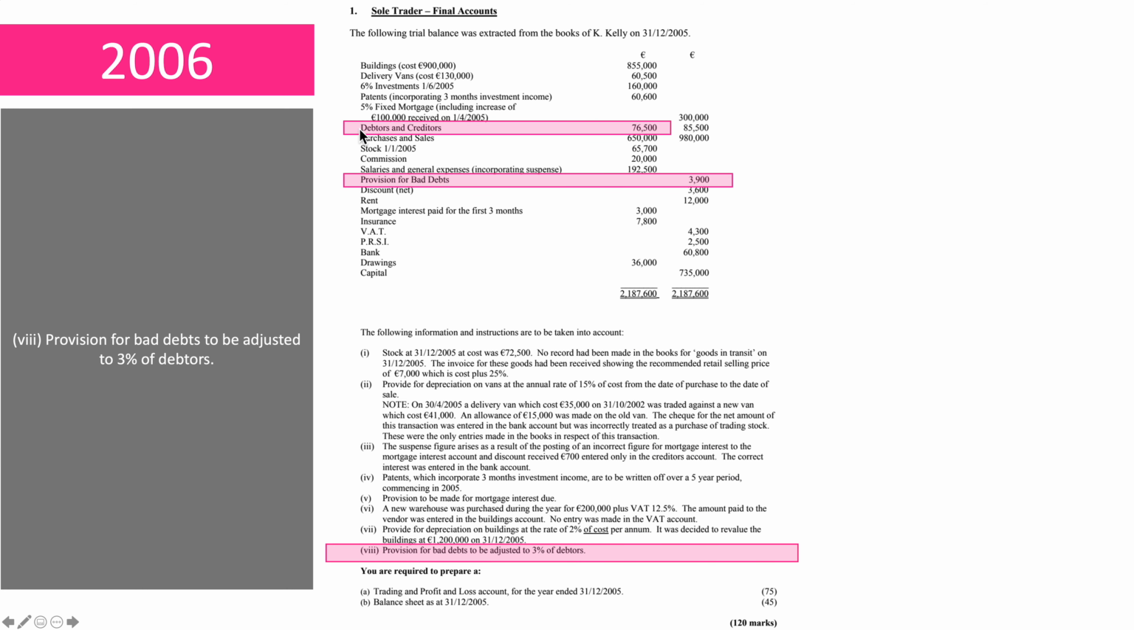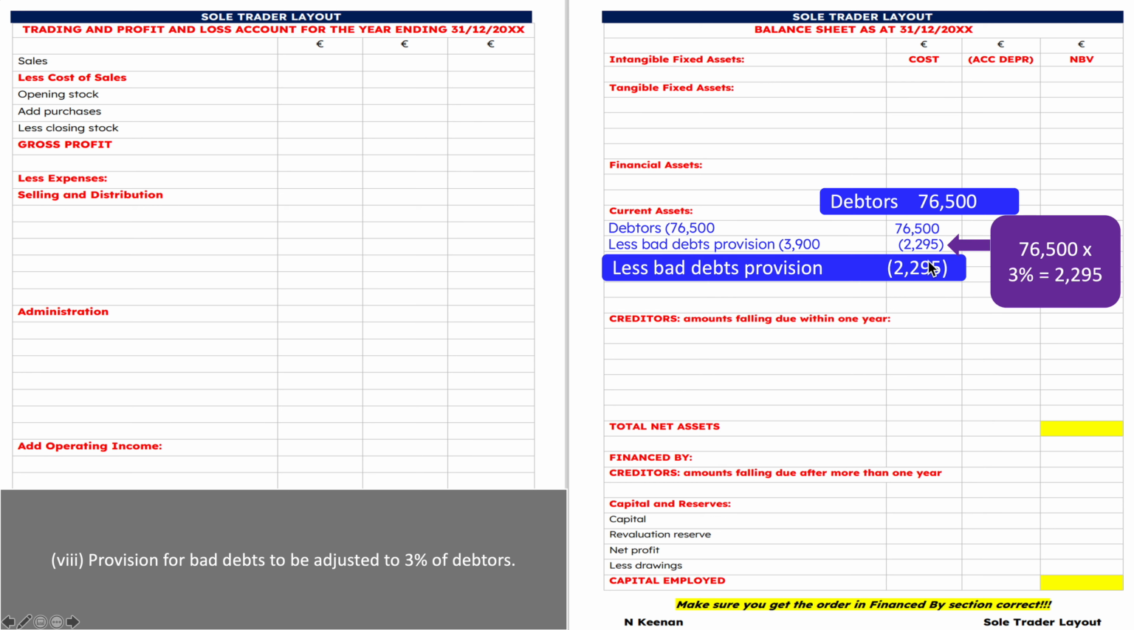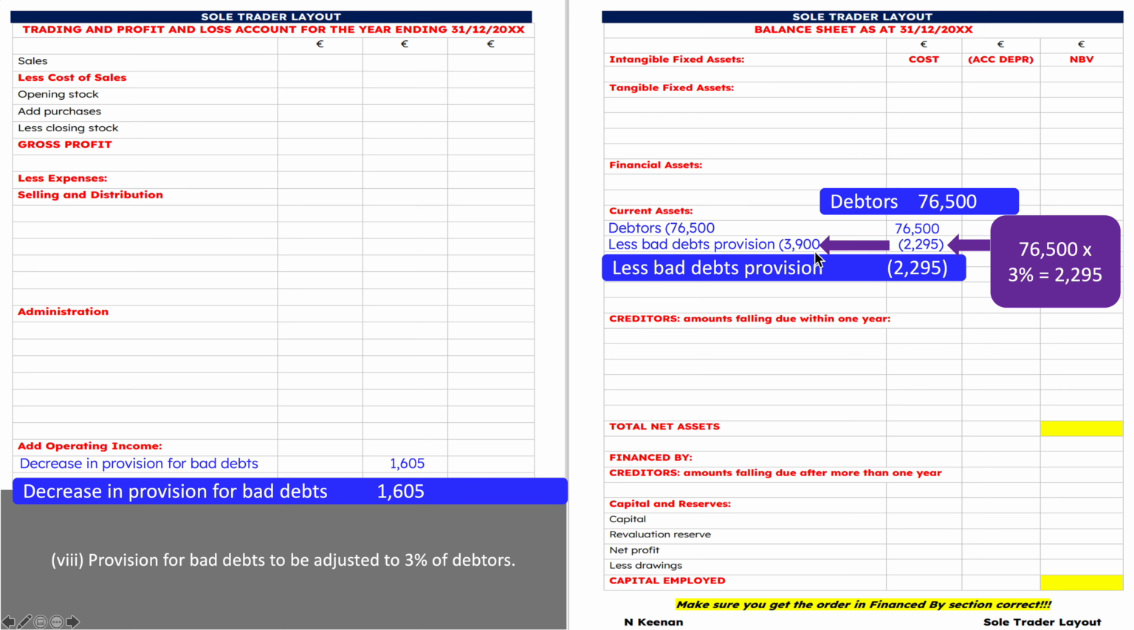Right, 2006, we have debtors, we have provision for bad debts, and we only have one adjustment here. So provision for bad debts to be adjusted to 3% of debtors. So our debtors 76,500, our bad debts provision 3,900. So 76,500 multiplied by 3% is 2,295. We then compare that to the figure from the trial balance, which is 3,900, and this is a reduction in bad debts provision by 1,605. So we put decrease in provision for bad debts into our operating income here, 1,605.